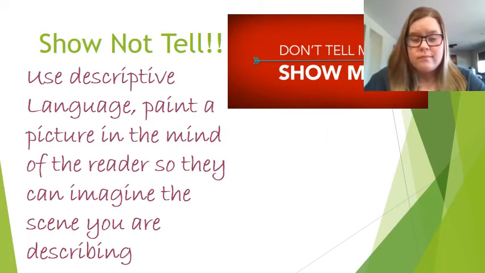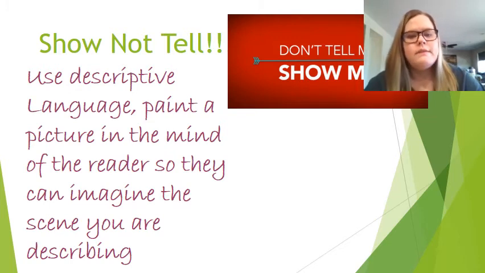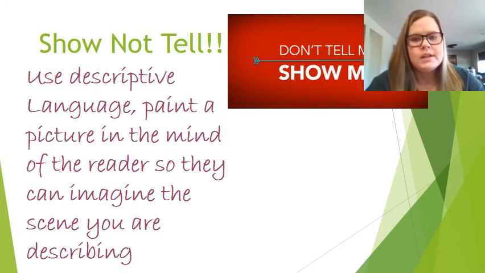So showing, not telling. This is going to be how you're being descriptive. Showing, not telling is descriptive language, or language that's used to paint a picture in the mind of the reader so that they can imagine the scene that you're describing to them. This helps the reader understand your narrative a little better and feel connected to the author and to the characters.